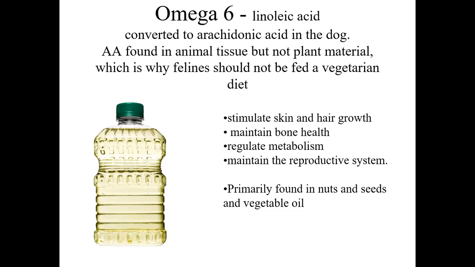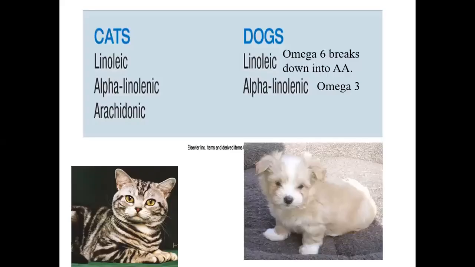So is it omega-6 that is stimulating, or is it arachidonic acid that is doing it, or is it both? So omega-6 is converting into arachidonic. We have not yet gone into what arachidonic does. We have not yet done the functions of arachidonic. All we know is that one of the functions of omega-6 is to make arachidonic in the dog. So for our cats, we have linoleic, alpha-linolenic, and arachidonic as essential. Obviously linoleic and alpha-linolenic are for both.